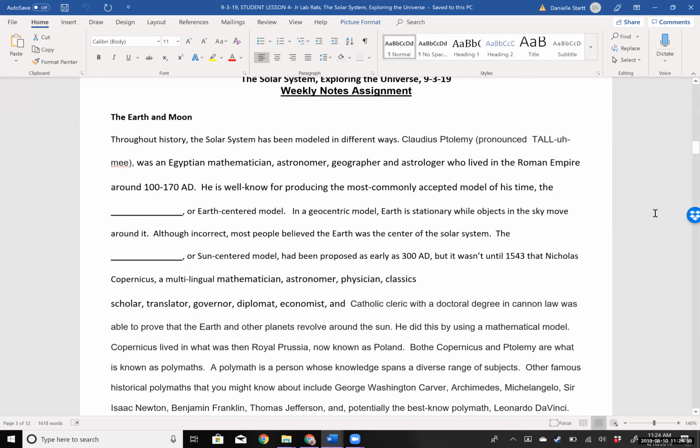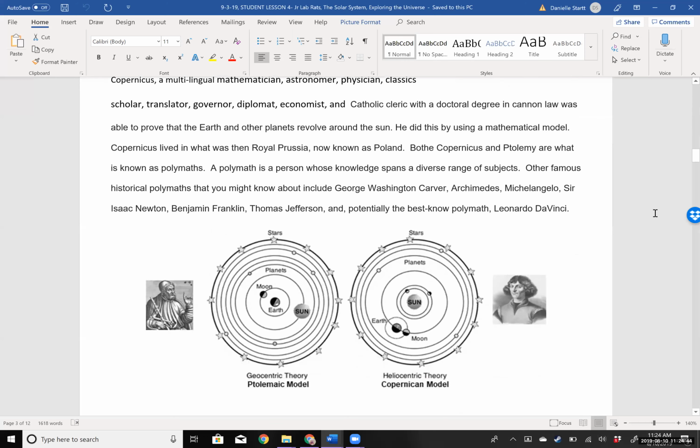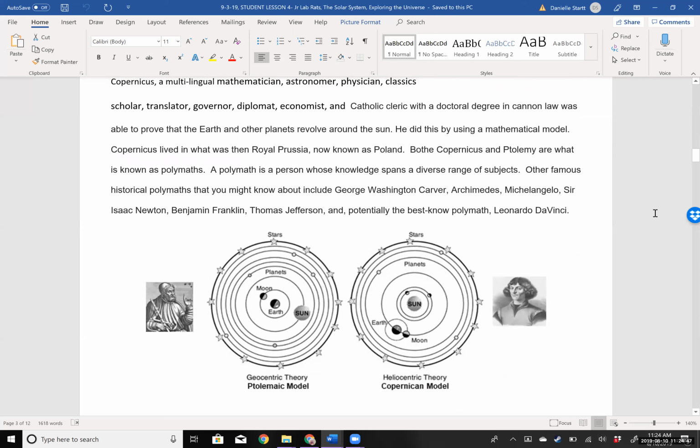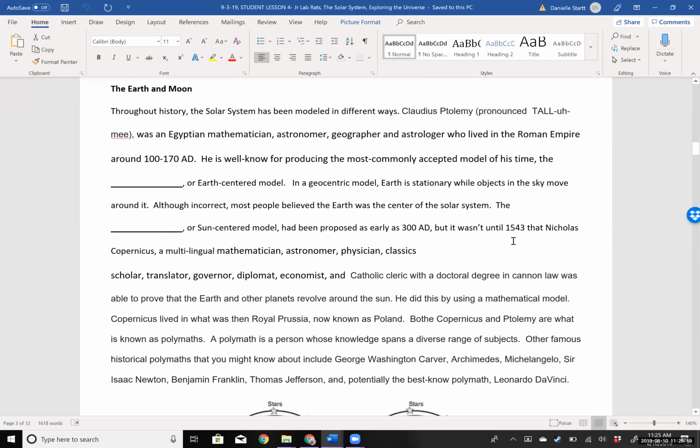So we're going to stop for a minute, and we're going to have a look around this page and see we have a graphic here. Over here it says Ptolemaic model, geocentric theory. This is Ptolemy in the picture. And we have Earth in the middle and the moon going around the Earth and then the sun going around the Earth. In this model over here, it says Copernican model, heliocentric theory. And we have the sun at the center and then a bunch of different things revolving around the sun, including the Earth. And if you look, it has the moon revolving around the Earth. And this is a picture of Copernicus. Okay, so those are context clues you can use.